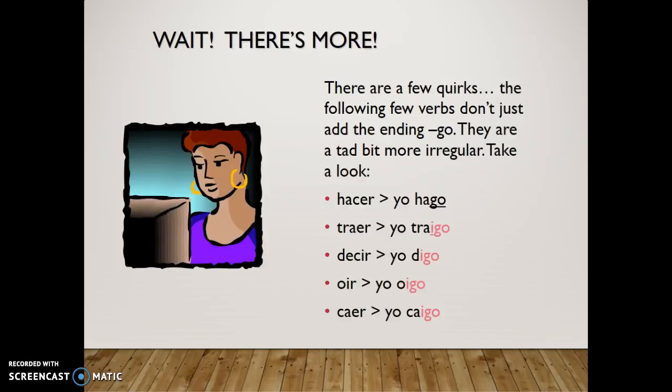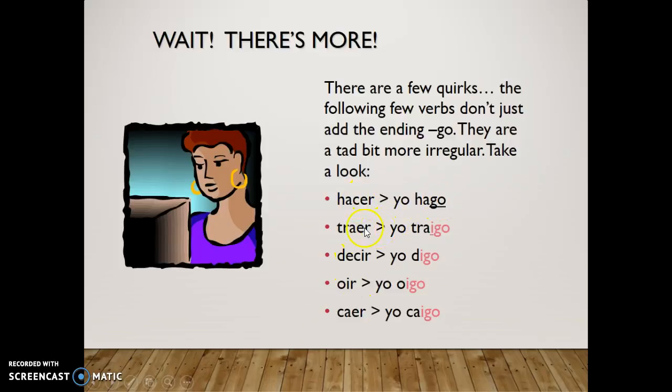There are a few quirks, some strange ones. The following few verbs don't just add go. They're a tad bit more irregular. Take a look. So look at hacer. When we drop the ending, which is er, we usually just add go for go verbs, but this one drops the C as well. So you just have to memorize these.